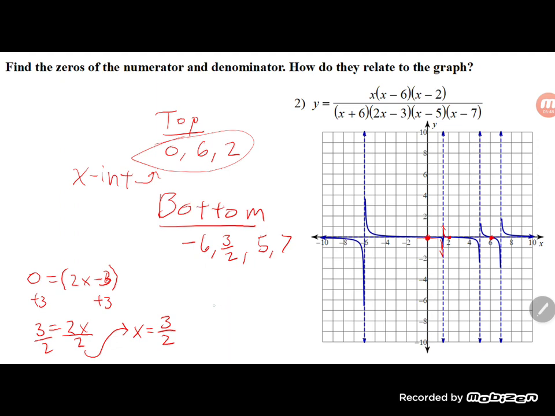And then over here we are going to have our asymptotes. And asymptotes with only one s. Remember, we are in school. So we have negative 6. We have 3 over 2, which makes sense. It's about 1.5 right there. And then we have 5 and 7. Okay, and those values describe our asymptotes.